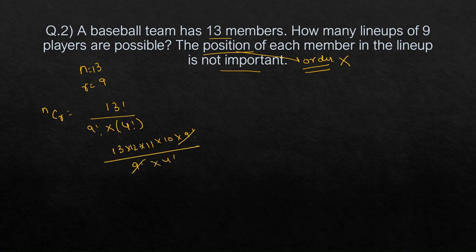Again this is 24, so 12, 1, 2. And we have 5 here. So if we multiply 13, 13, 143 into, which will be equal to 715. So this will be our answer to this question.